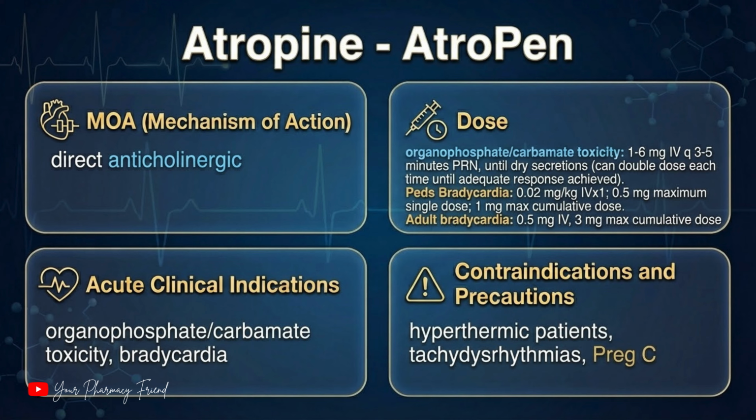In summary, atropine is a key anticholinergic medication in emergency medicine, playing a critical role in reversing cholinergic toxicity from organophosphate poisoning and treating symptomatic bradycardia.